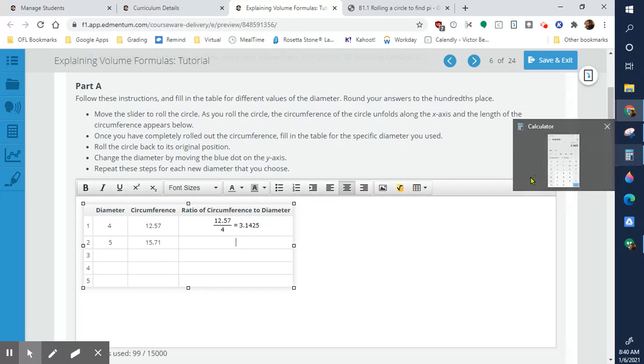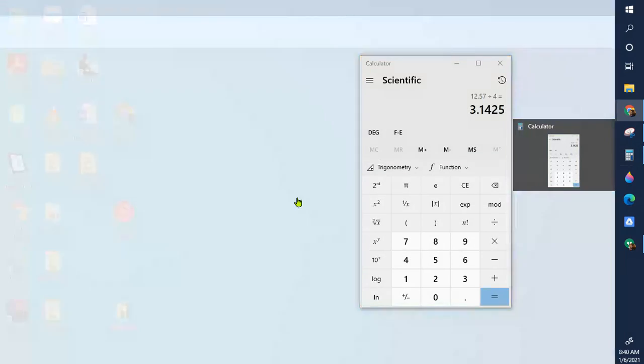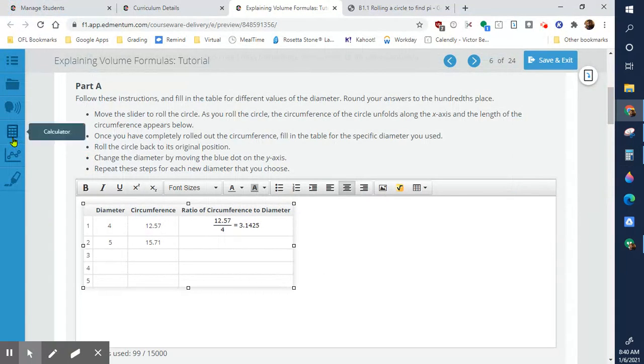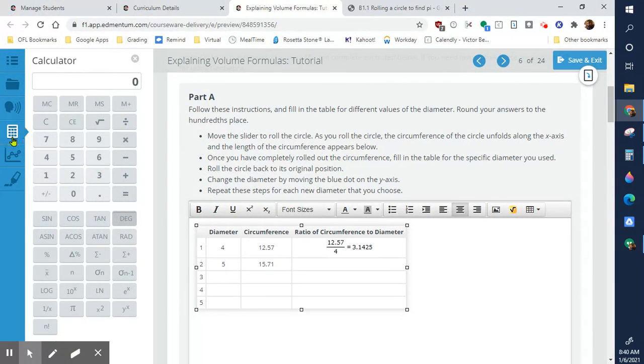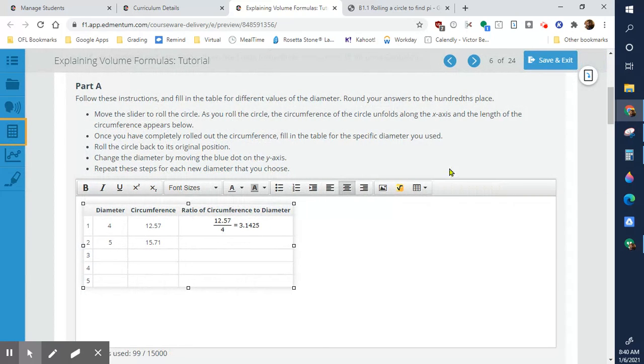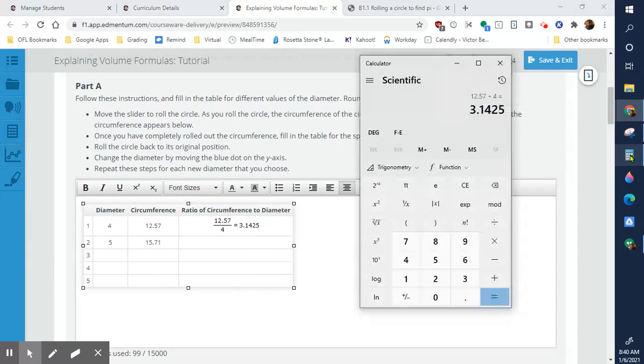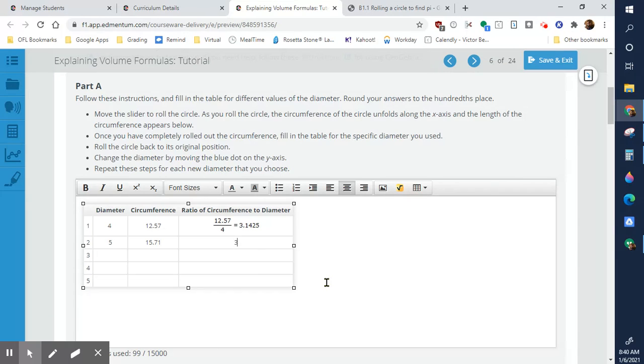If you guys aren't using a computer, you can feel free to use your phones, or there's a calculator here. I'm not the biggest fan of this calculator. In fact, you've seen me, I use Desmos the majority of the time. So let's take a look at this. We're going to do 15.71 divided by 5, and we get about 3.14, 3.142.